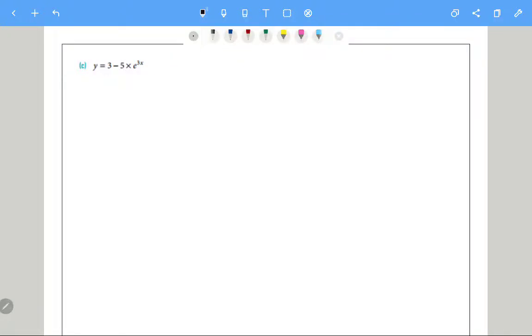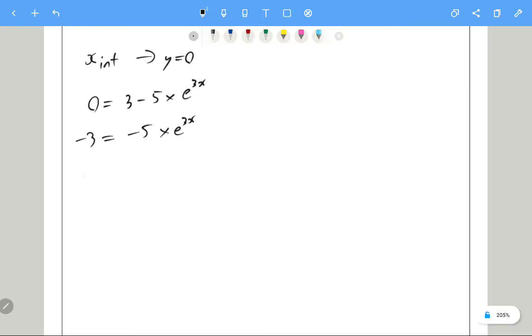One more example. Let's have a look at one more sketch. So let's start off with our x and y intercepts. So x-intercept is when y equals 0. 0 equals 3 minus 5 times e to the 3x. Take 3 from both sides. Divide both sides by -5.